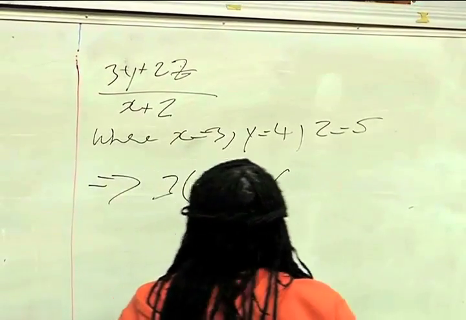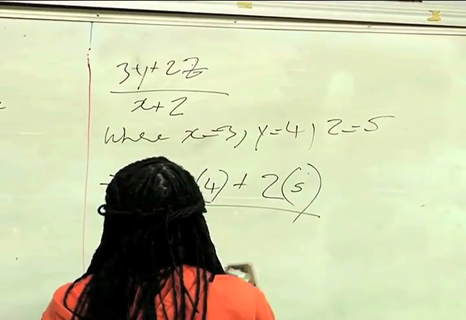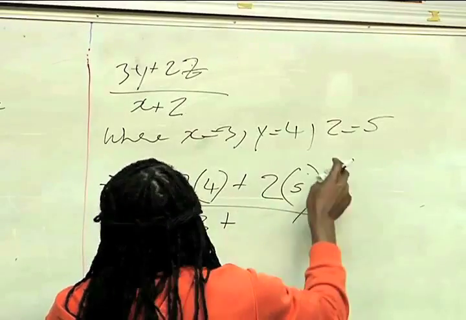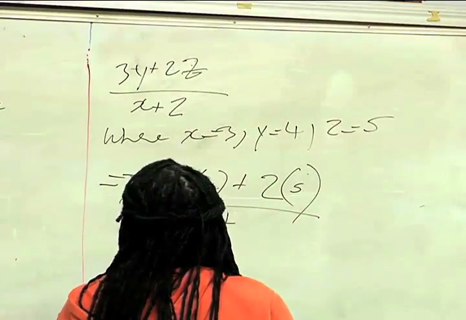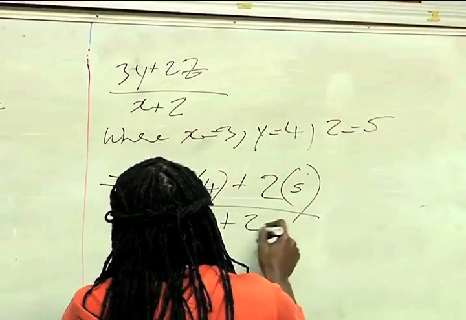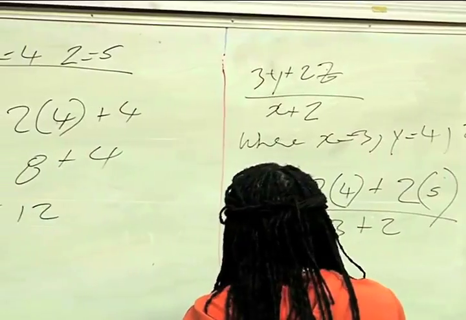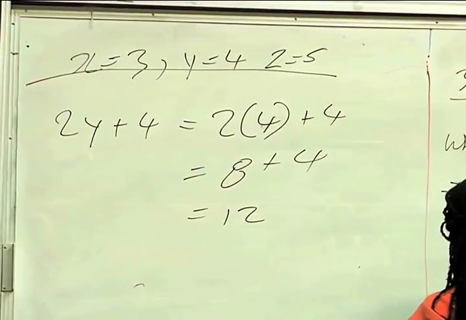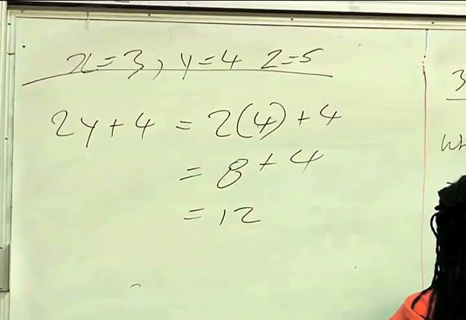2 times 5. What is z? 5. And 3 over 3 plus 2, x plus, what is z? 2 and 2, that's what? A 2 that. Oh, it's 2? Yes, sir. Sure it's 2? Yes, sir. 12 plus 10 over 5. 22 over 5.